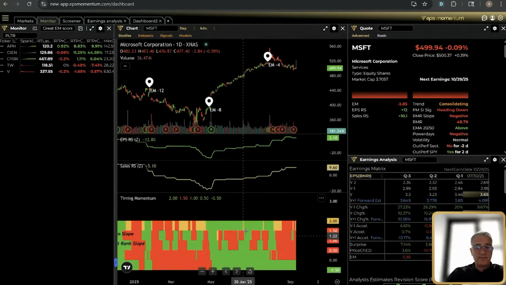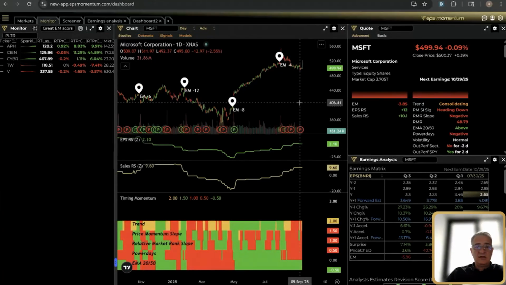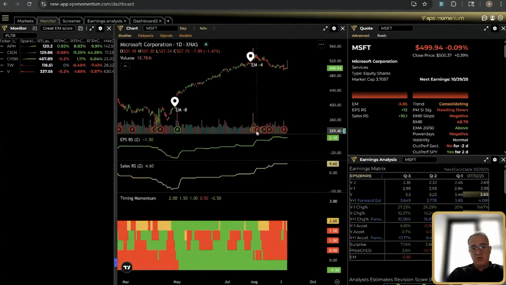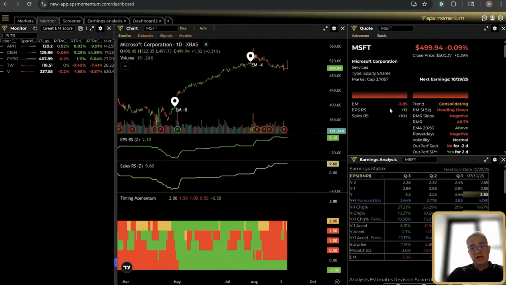We have the trend, so really is the trend up, or consolidating, it's yellow when it's consolidating, or down, it's red. So you can see it's red here. We have negative Powerdays here, here, all showing heading down. So trend is kind of consolidating in the last 2-3 days. Price momentum is heading down. The RMR, which we can explain a little bit later or in another video.